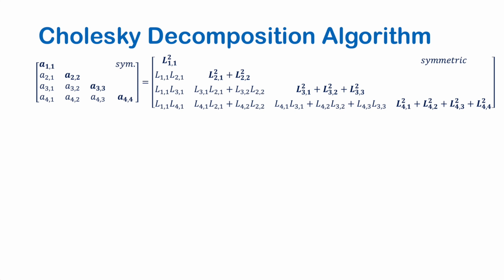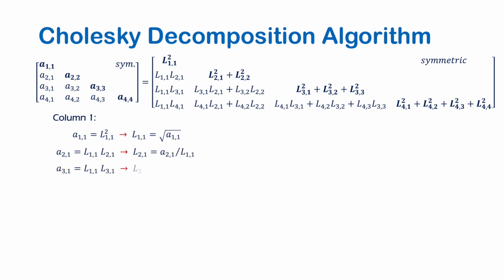The formulation goes column by column, so we start with column 1. First, we get the element L11, then L21, which is calculated using L11. The same thing is done with L31 and L41.